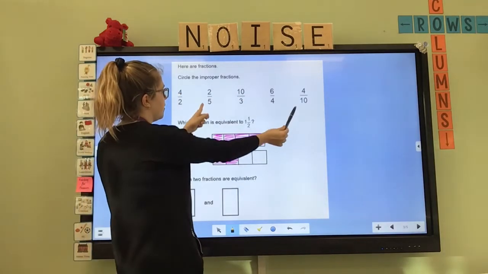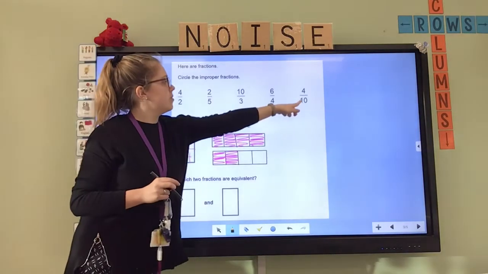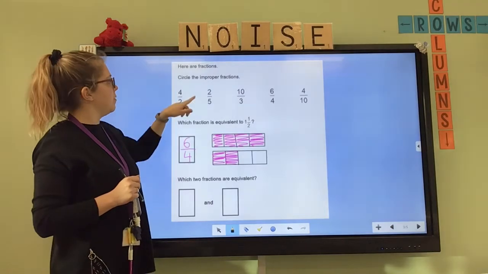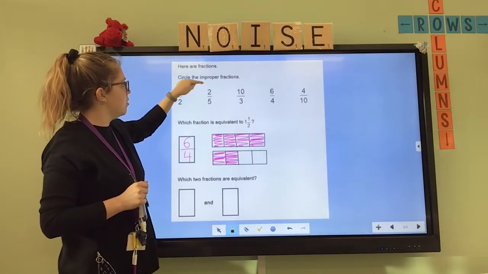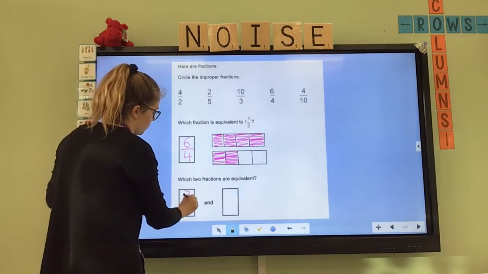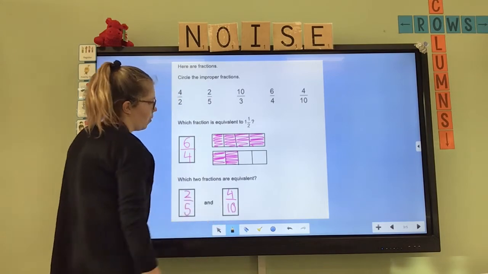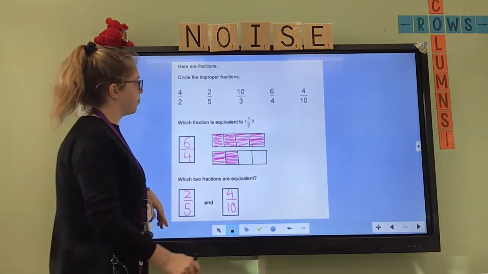What about my 2/5 and my 4/10? Well, I've got to think 5 times 2 is 10, yep, and whatever we do to the bottom, we do to the top. So 2 times 2 is 4. So 2/5 and 4/10 were the equivalent fractions there. Well done if you got that answer.